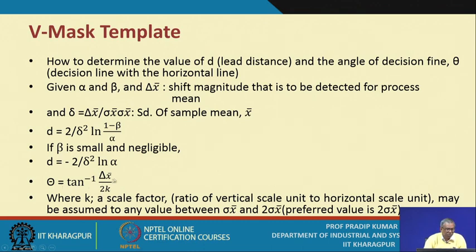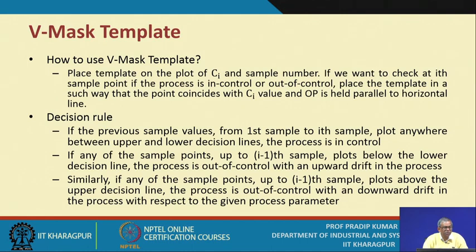is given by tan inverse delta x bar by 2k, where k is scale factor. How do you define the scale factor? A ratio of vertical scale unit to horizontal scale unit. Is it okay? Like when you use this template, that means x-axis versus the y-axis. So that ratio is referred to as the scale factor, and k may be assumed to be any value between sigma x bar and 2 sigma x bar. So the preferred value is twice sigma x bar. So this is the way we design the V-mask template.